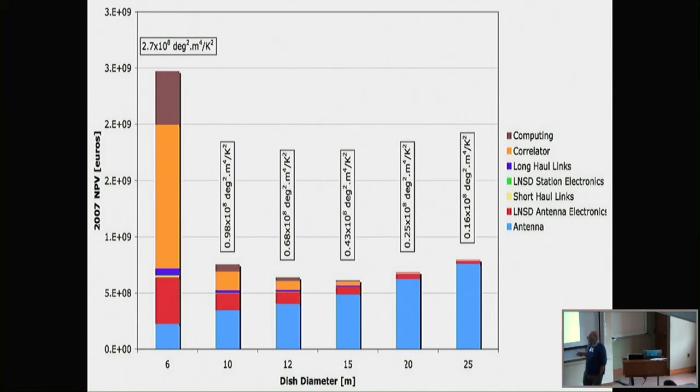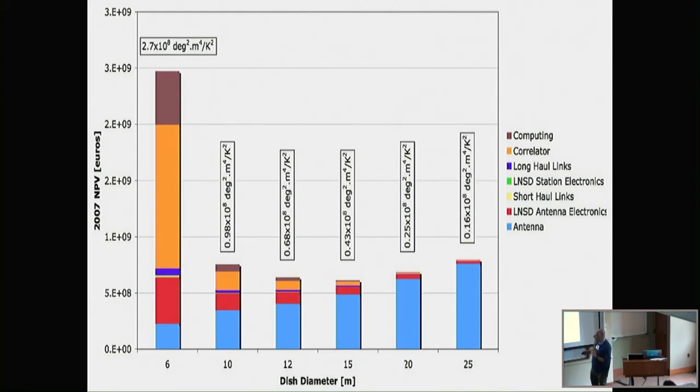This is a slide that shows the cost of an array of dishes. If you have a fixed area, how much does it cost? Should you build it out of little dishes, 6-meter diameter dishes, or should you build it out of big dishes, 25-meter dishes?